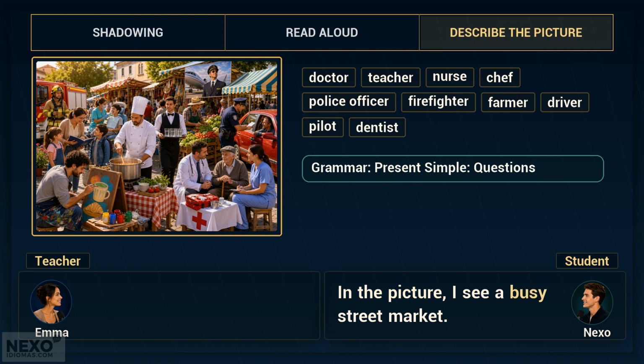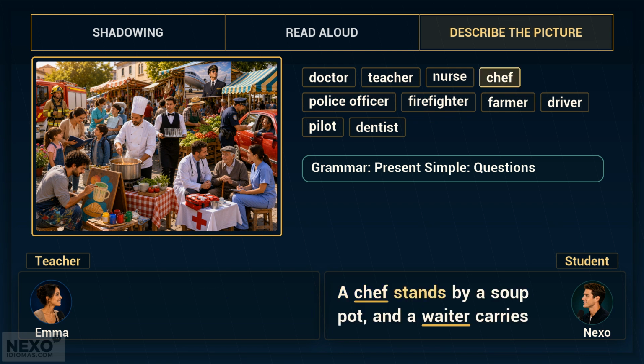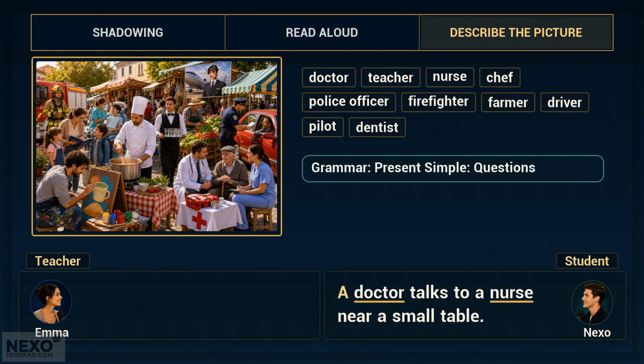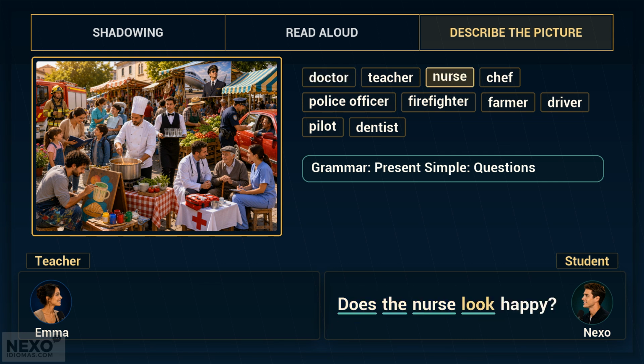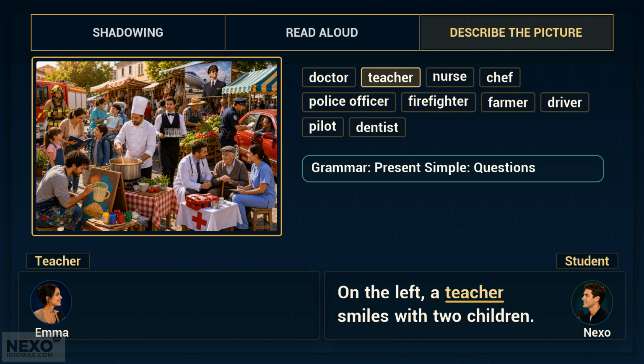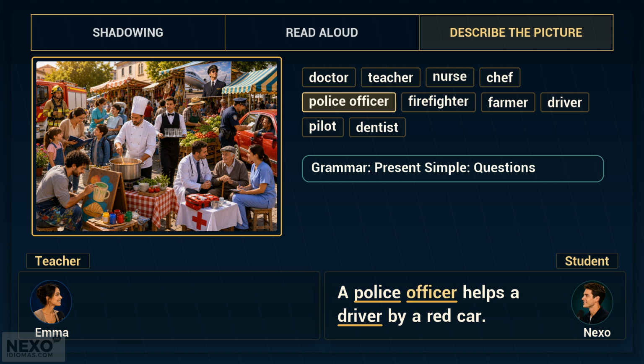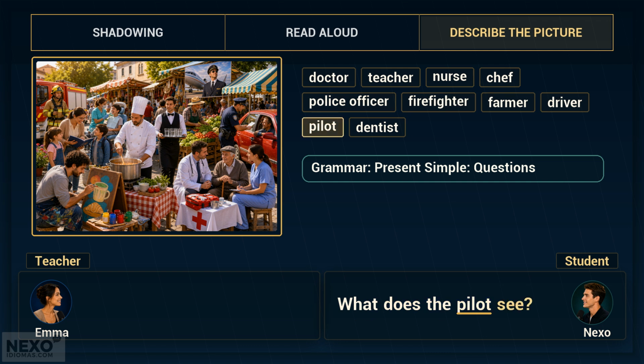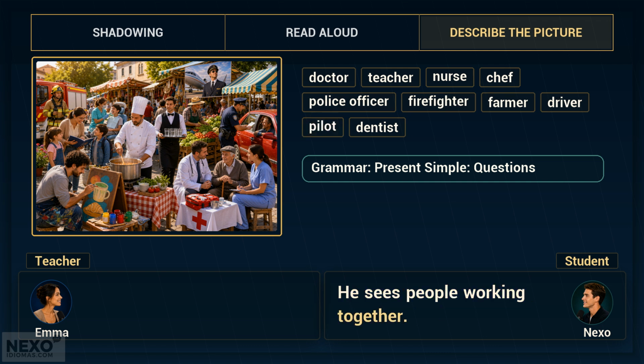In the picture, I see a busy street market. A chef stands by a soup pot, and a waiter carries water. A doctor talks to a nurse near a small table. Does the nurse look happy? Yes, she does. On the left, a teacher smiles with two children. A police officer helps a driver buy a red car. In the back, a firefighter and a farmer talk. What does the pilot see? He sees people working together.